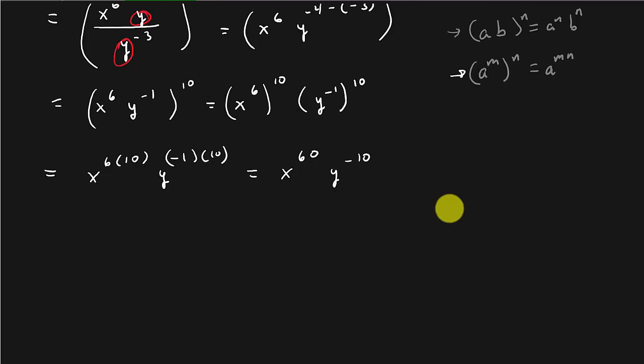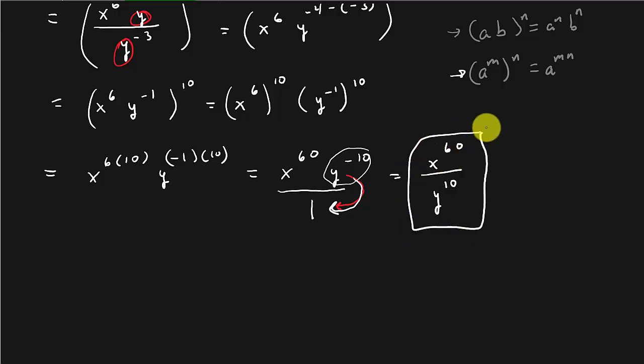All right, so we're almost there. Remember, you want all your exponents to be positive. The easiest way to think of this is to look at this as being over 1, like a fraction. And remember, to change the sign of the exponent, you just move the term across the fraction bar. So that's going to be x to the 60th, and then I'm going to take this term right here and move it across the fraction bar. So that's going to become y to the positive 10, and then this will be your final answer.